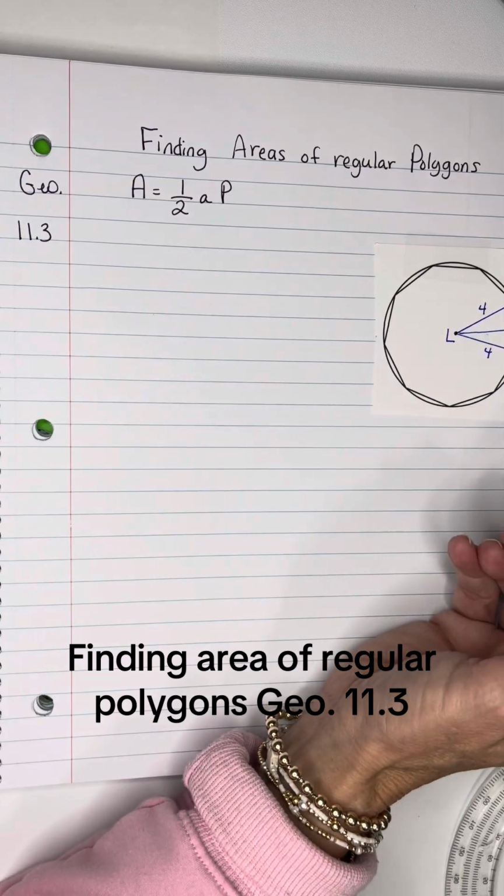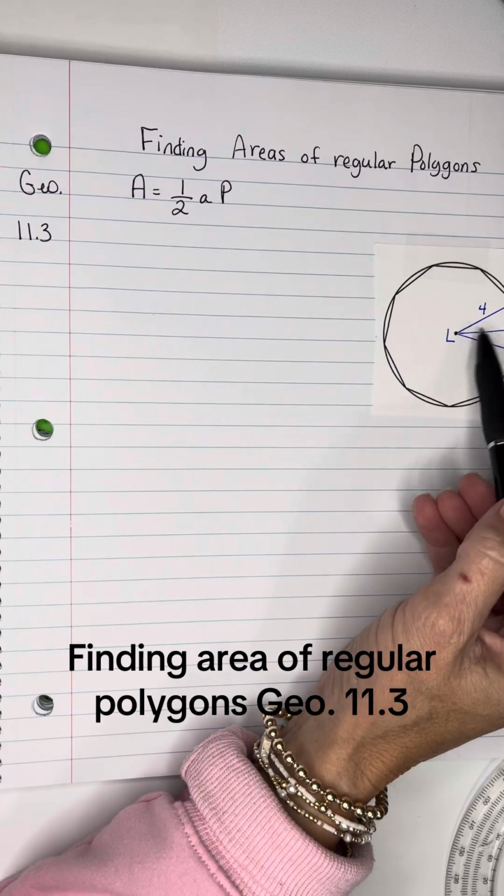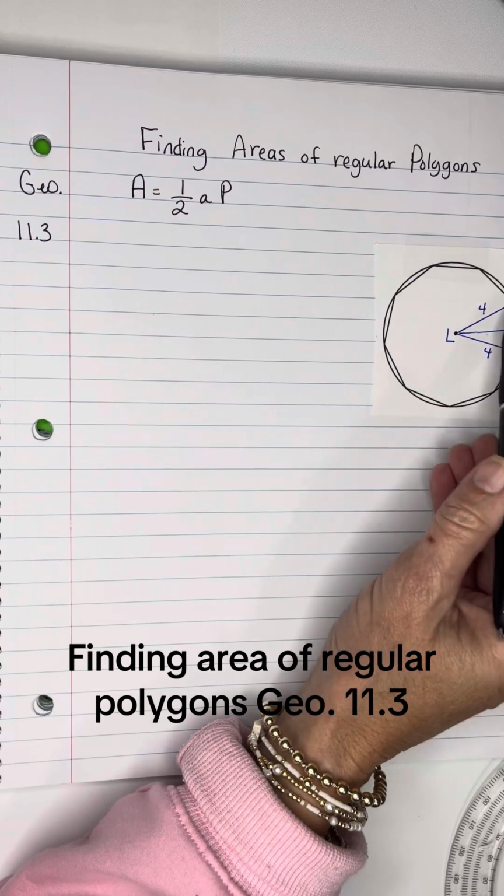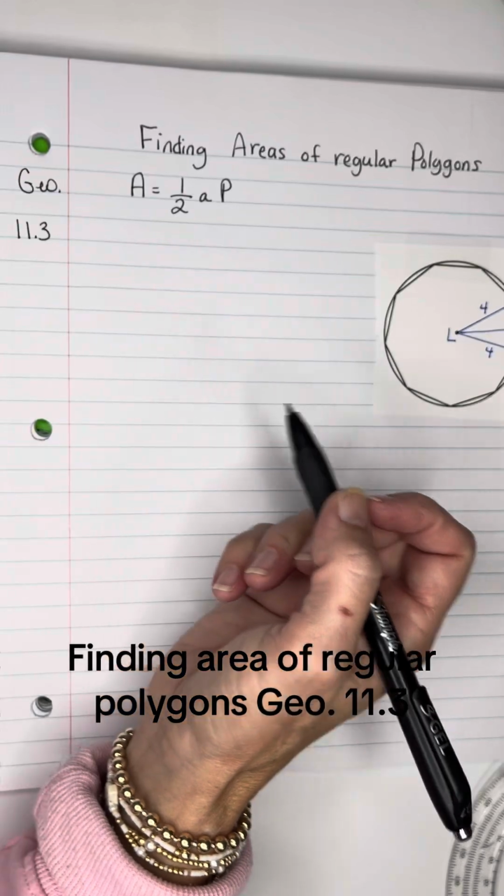But I don't have any other information, so I need the apothem, and then I need one side so I can multiply it by 9 and get the perimeter. So let's go look for that.